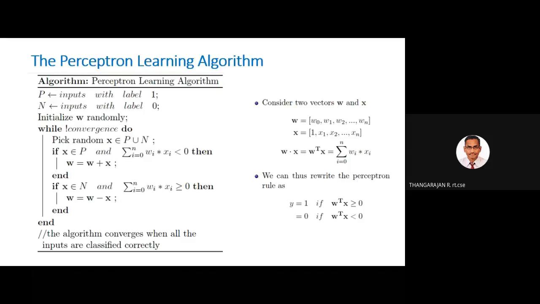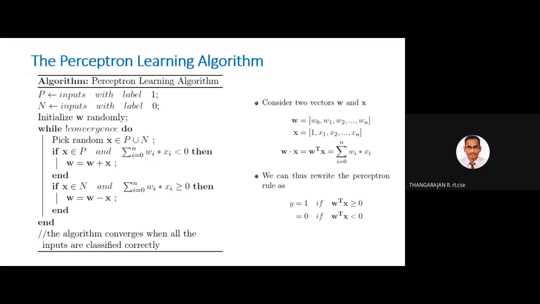Say you pick up a negative sample. You mix P union N, then randomly choose an input. If you choose a positive sample, then you add X to the weight: W is equal to W plus X. That you have to do. If you happen to choose a negative sample, then you subtract: W is equal to W minus X. So this is what you have to do.